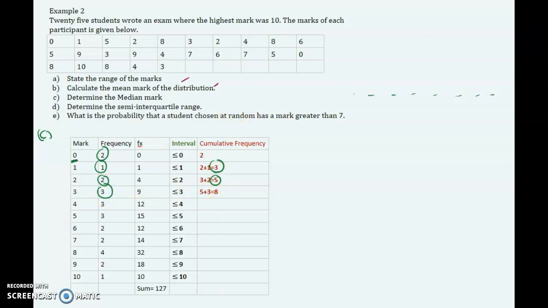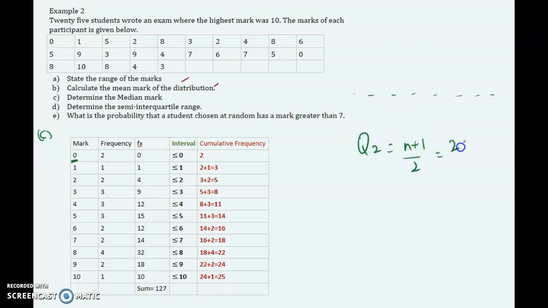So I plan to continue this column and finish this one. The end here is that I will get my ending value to be 25, because 25 is the total number of values that we're dealing with, right? So now I could do my n plus 1 on 2 for the median, which you can call Q2. n plus 1 on 2 is 25 plus 1 on 2, which is 26 on 2, which is the 13th position.